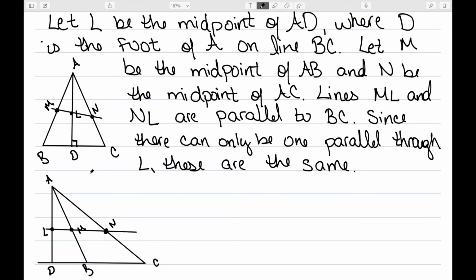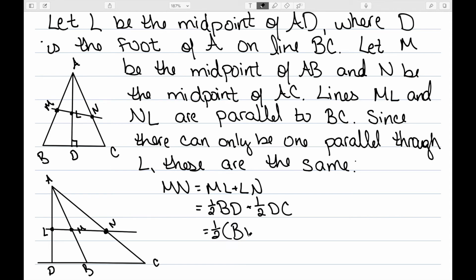The second part wants to look at the length. For this first case here, we have that MN is equal to ML plus LN. By the fact that these are each right triangles, this is 1/2 BD and 1/2 DC. That's the same as 1/2 (BD plus DC), which is 1/2 BC, which is exactly what we need. And we can do a similar argument for this triangle down here.